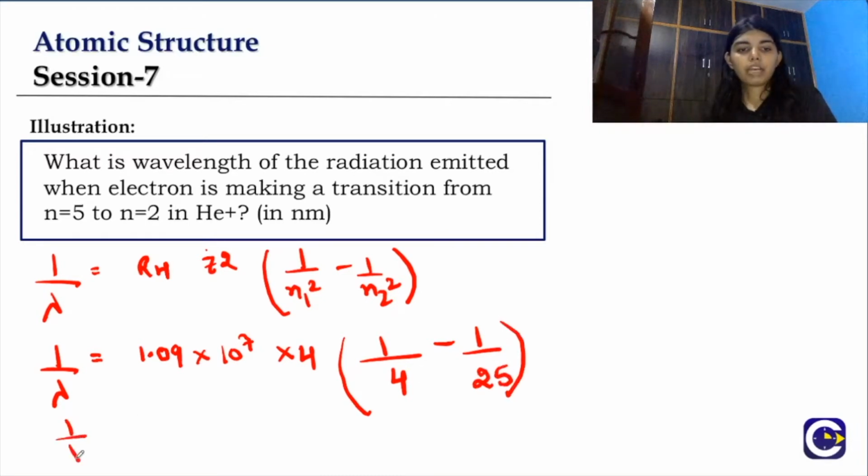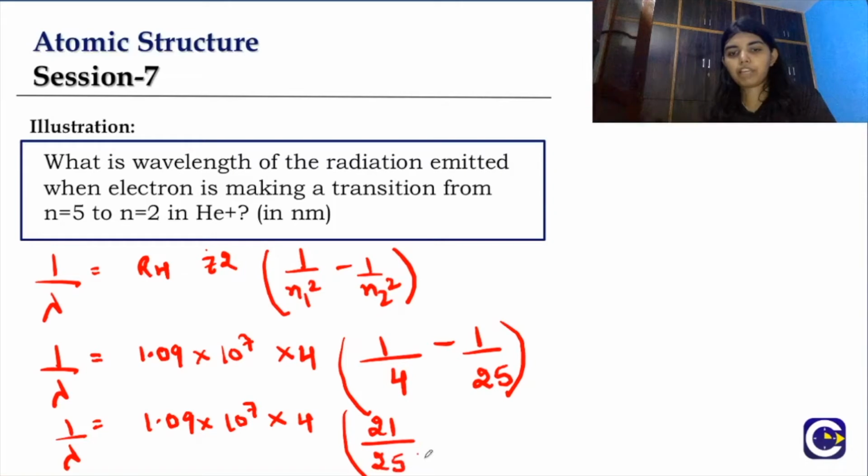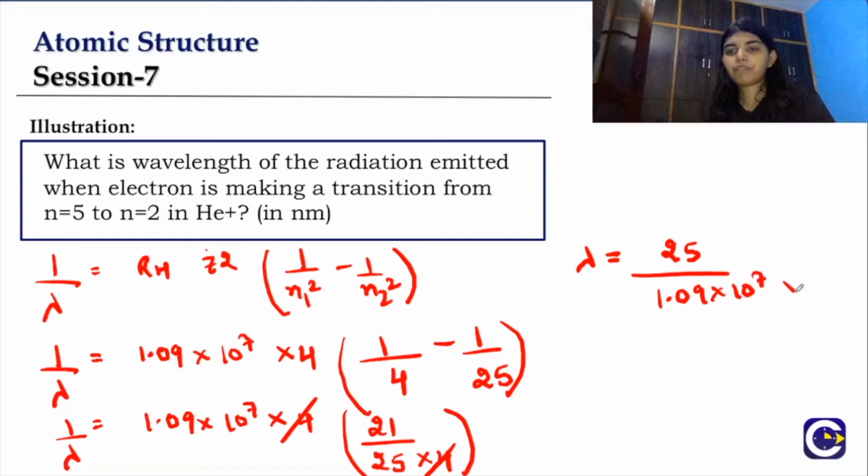So 1 upon lambda will come out to be 1.09 into 10 raised to the power 7 into (4 into 25 minus 4, that is 21) divided by (25 into 4). Right, now this 4 and this 4 can get cancelled. Now we have to find out lambda basically, right? So lambda will be what? Lambda will be 25 divided by 1.09 into 10 raised to the power 7 into 21.